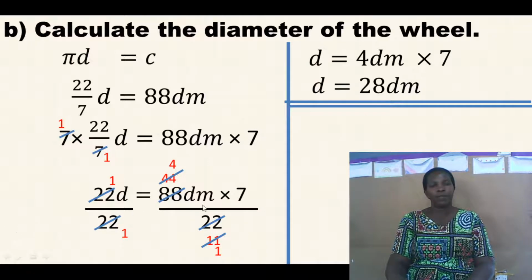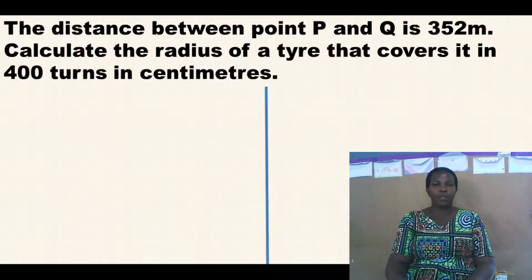In example 1, we've managed to look for circumference. Remember, for circumference, we used the formula. The next one, we looked for circumference using proportions. And finally, we managed to calculate the diameter using pi d equals circumference. So now, my dear boys and girls, we need to look at the next number.